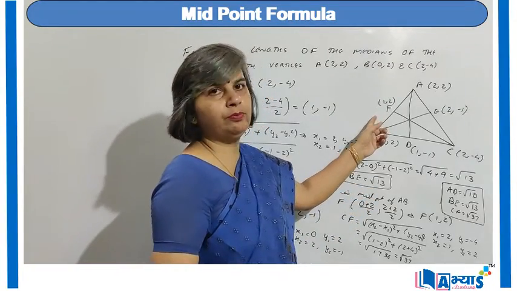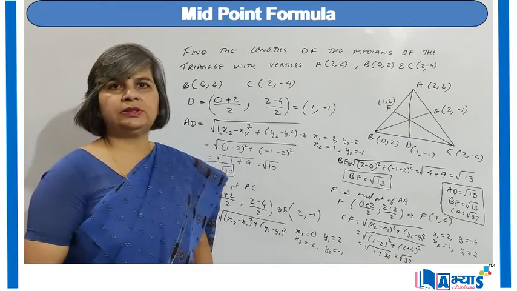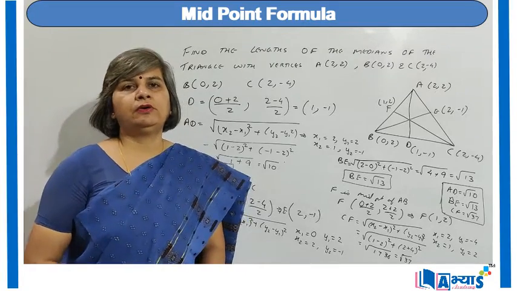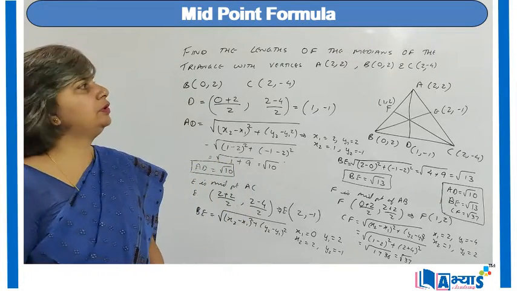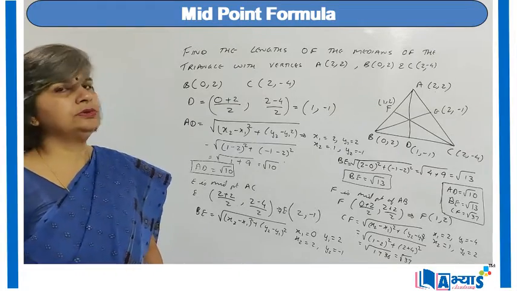Similarly, we found the midpoint for the point F and then we found the distance CF using the distance formula. So this is how we can find the length of the medians of a triangle when the vertices of the triangle are given, first using the midpoint formula, then using the distance formula.